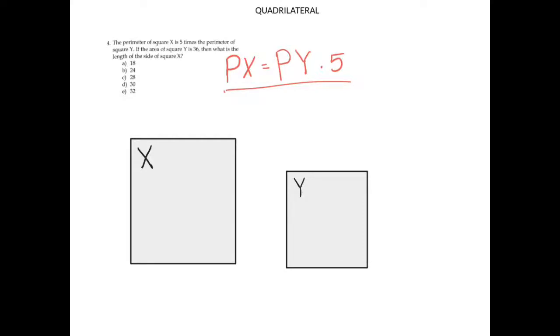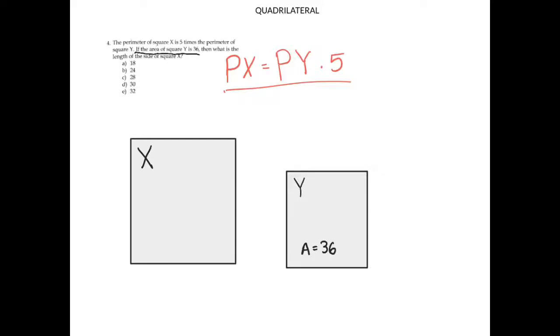Now, what we should do next is we should see that it's giving us the area of square y. So we'll just write area, which is A, is equal to, and the area of square y is 36, so A equals 36. And then our question is, what is the length of the side of square x? Now let's get to solving.